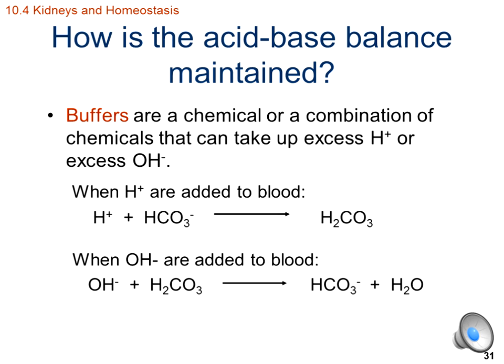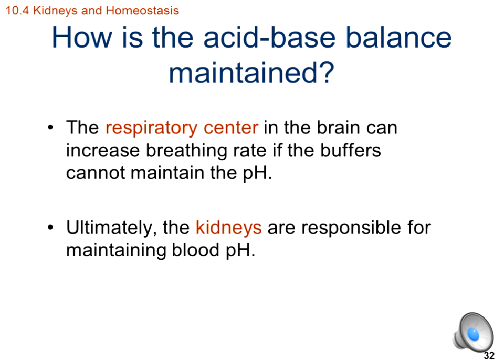So buffers are chemical compounds that we want to save somewhat. Bicarbonate is one such buffer, and what bicarbonate does is it ties up excess hydrogen ions in order for us to maintain our blood pH, and you're left with a compound known as carbonic acid. When hydroxyl ions are added to the blood, then they will combine with that carbonic acid and break down into bicarbonate ions and water. So really this is just a picture showing how buffers work to help maintain that pH of 7.4.